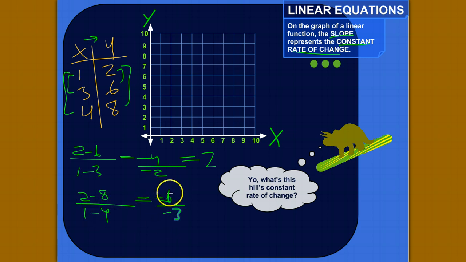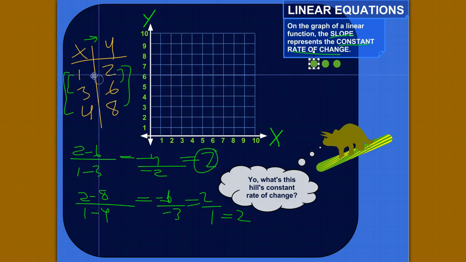So negatives cancel out. 6 over 3. You divide both those by 3. So 6 divided by 3 is 2, 3 divided by 3 is 1. It's 2 over 1. So the rate of change is also 2 between those two points. So there's a constant rate of change between the points of this function, and that constant rate of change is 2.